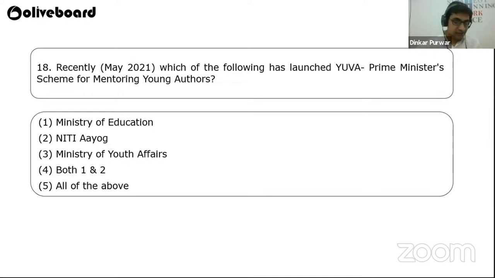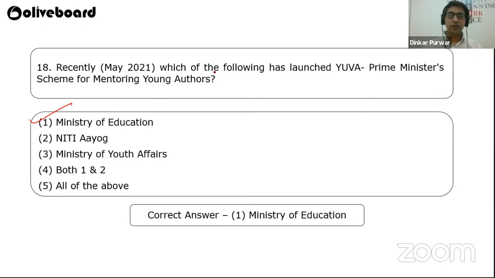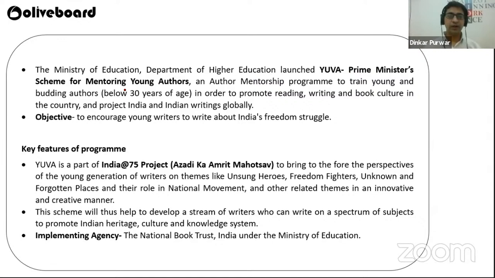So the answer is Ministry of Education. The Ministry of Education, Department of Higher Education has launched Yuva, the Prime Minister scheme for mentoring young authors, an author mentorship program to train young and budding authors below the age of 30 years, in order to promote reading, writing, and book culture in the country and project India as a hub of writing globally. So we want to promote our youth authors here, and it will help encourage our young writers to write about the Indian freedom struggle. First of all, we will be focusing on the Indian freedom struggle.